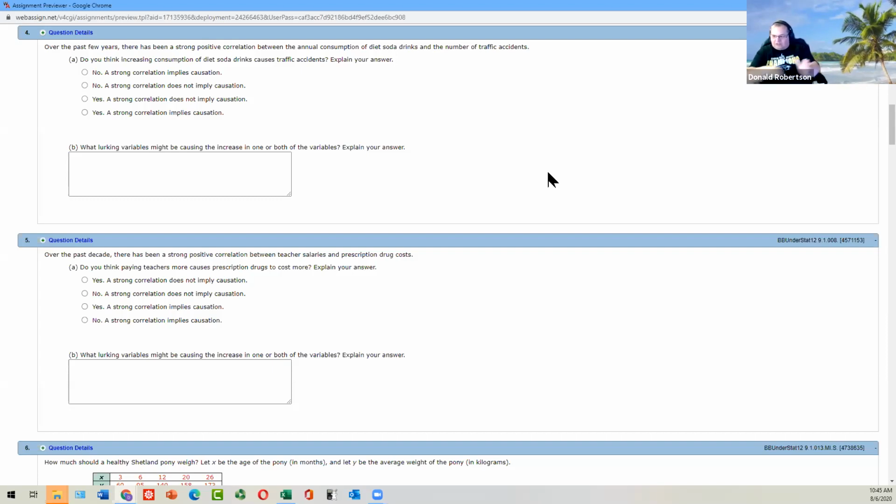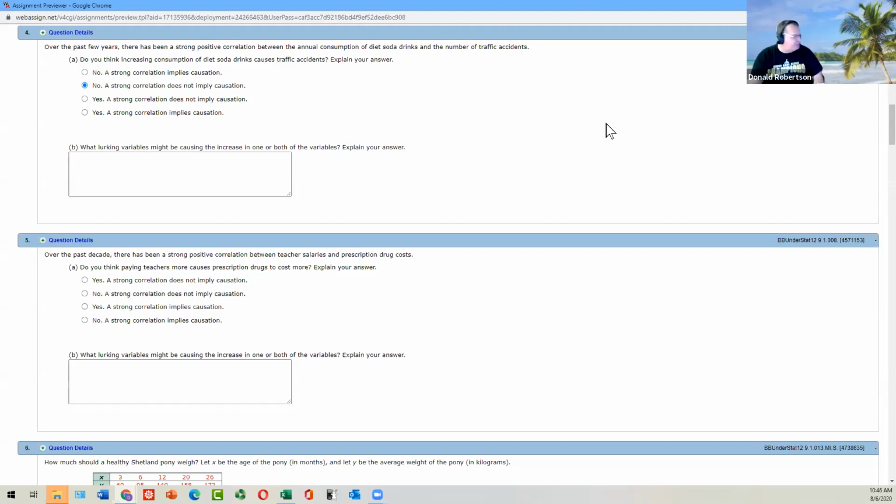Right, so along the x-axis is how much soda is drunk a year, right? And along the y-axis is how many accidents were in that year, whatever that would be. Do you think increasing the consumption of diet soda causes traffic accidents? Please say no. Agreed? But we have a choice of what to describe that to be. No, a strong correlation implies causation, or no, a strong correlation does not imply it. I would say in this case, that one, right? You know, the book kind of does things their own way, but that's what we're getting at, isn't it?